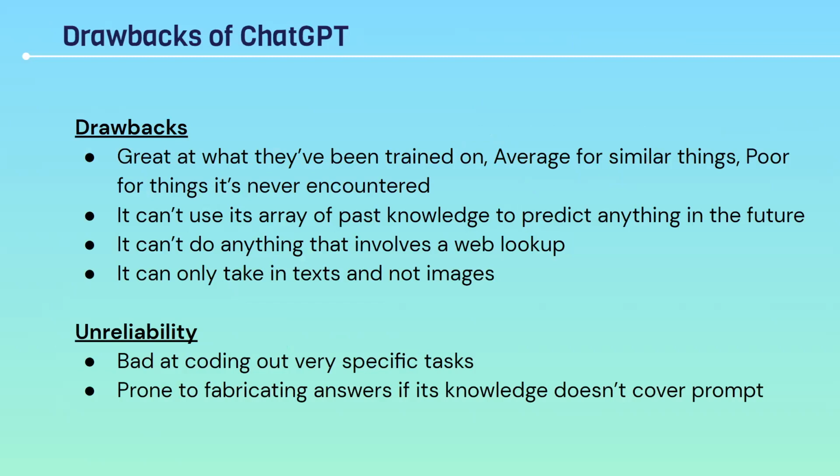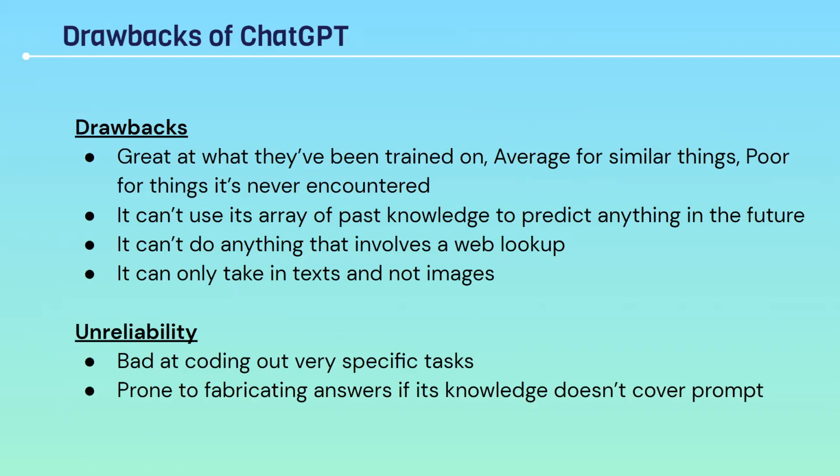So this list can go on for like 100 pages, but just to take up a few that I've found out, they are great at what they have been trained on, like past data, because they have biases, right? So there are some things that they'll be better on. But for similar things, it can do a bit of inference and give you an average response. But things that it has never encountered before, then it might be a bit hard.